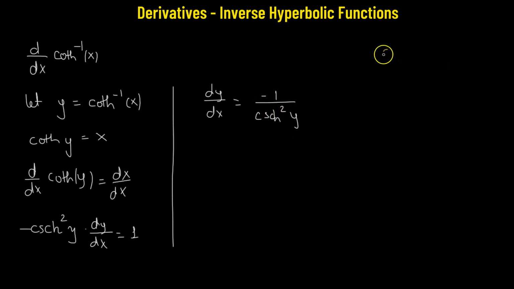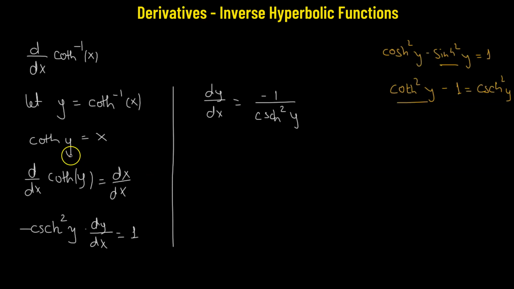So we'll use the identity cos hyperbolic squared y minus sine hyperbolic squared y is equal to 1. Now we'll divide both sides by sine hyperbolic squared y, so cos over sine, that ratio is cotangent hyperbolic squared y minus 1 is equal to cosec hyperbolic squared y. So cot hyperbolic y is x, so this will become x squared minus 1, which is the value of cosec hyperbolic squared y.